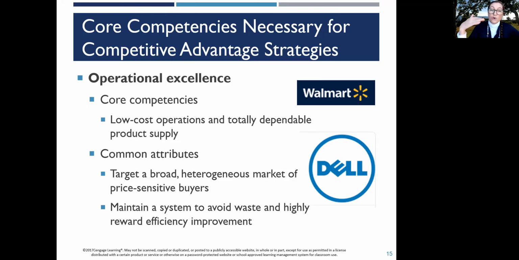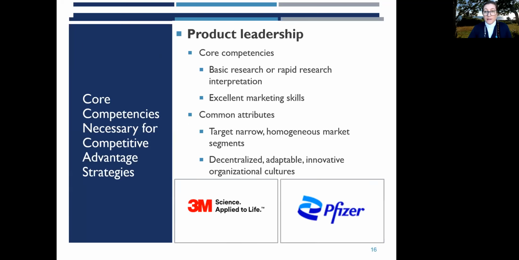Now, apart from the cost leadership in terms of a core competency, an organization that has operational excellence as a competitive advantage is probably targeting a broad market rather than a narrow market, right? But in targeting a broad market, they're probably going for the price-sensitive buyers within that market. And waste is low throughout the operation. There are incentives and rewards built into the operation to help them achieve that operational level of excellence.